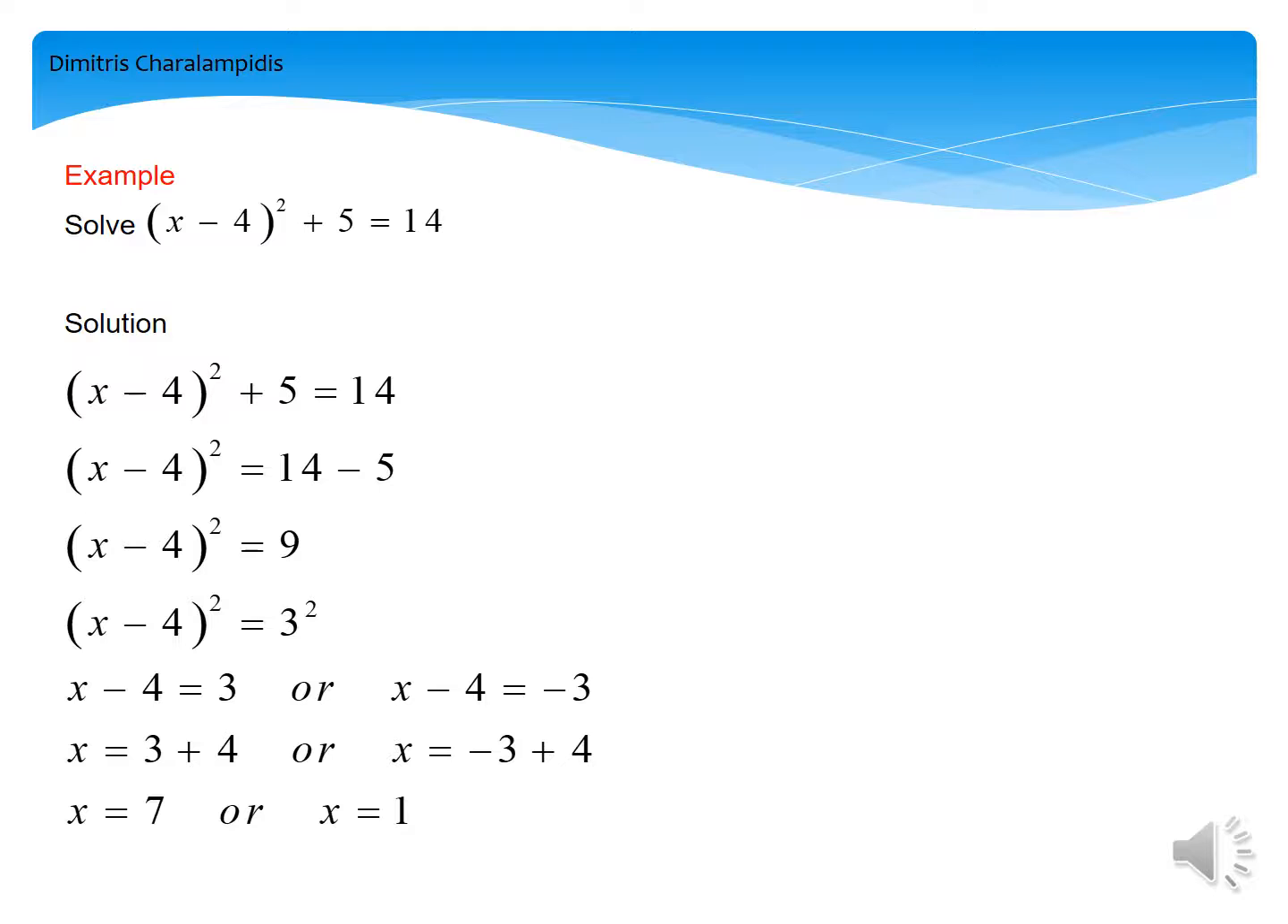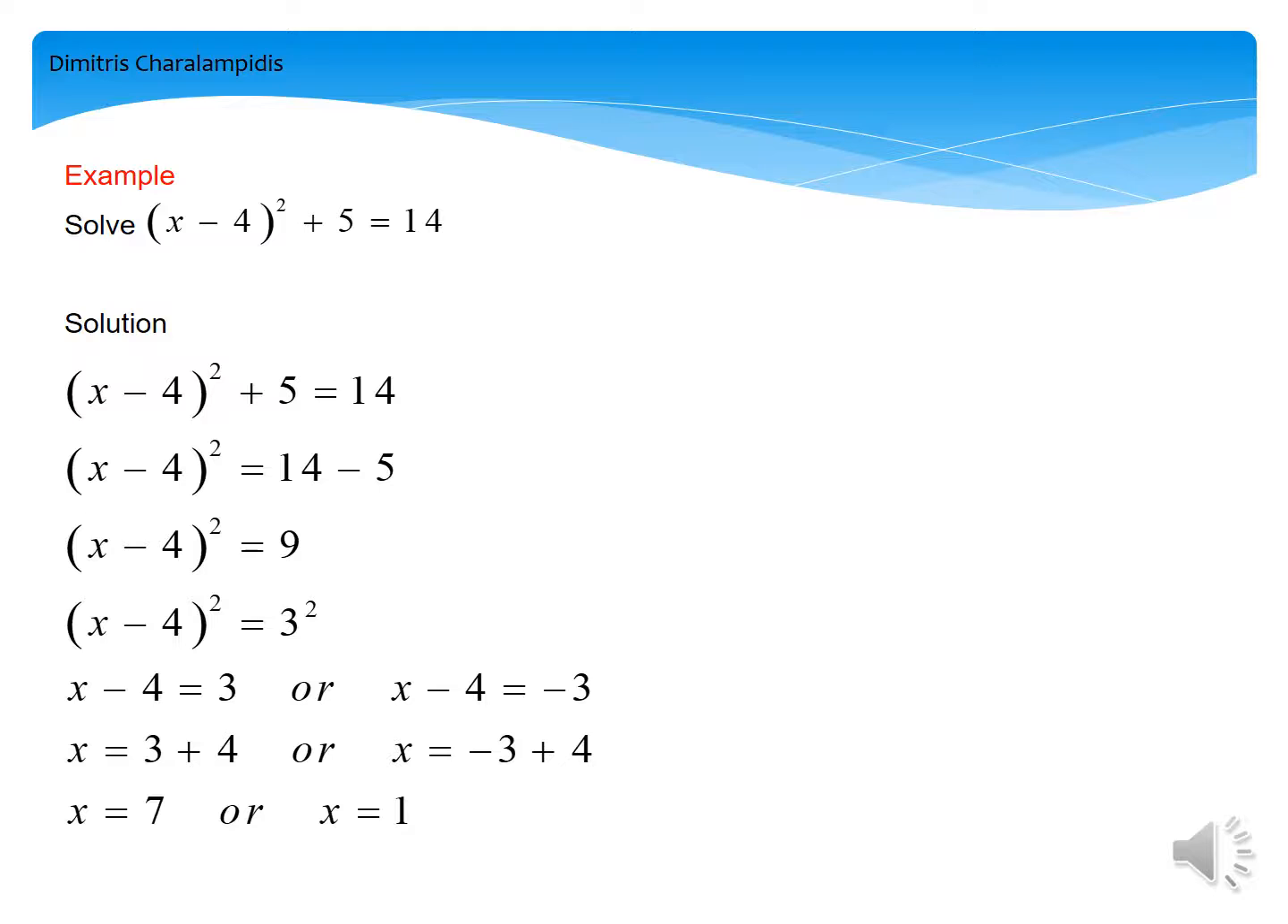9 can be written as something squared. It can be written as 3 squared. So we write (x minus 4) all squared equals 3 squared. Thus, these two expressions are equal, so we write x minus 4 equals 3, or these two expressions are opposite, and we write x minus 4 equals negative 3.